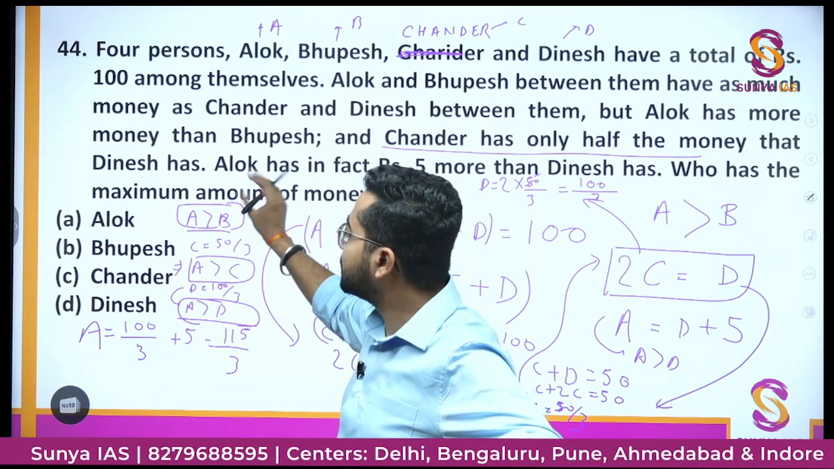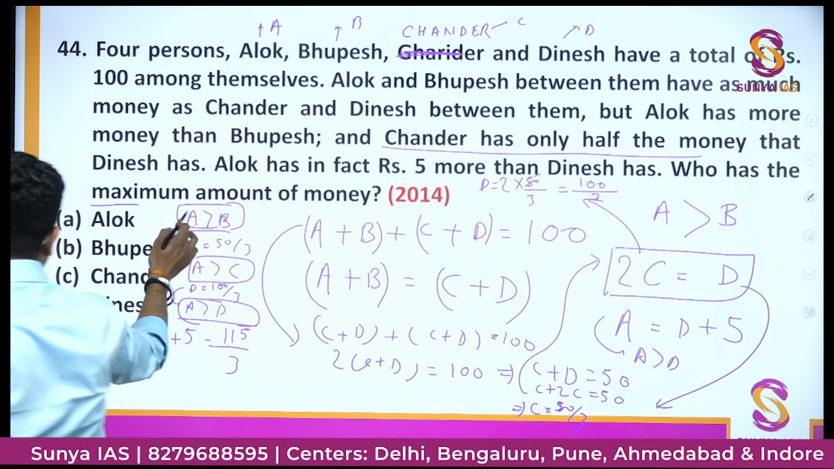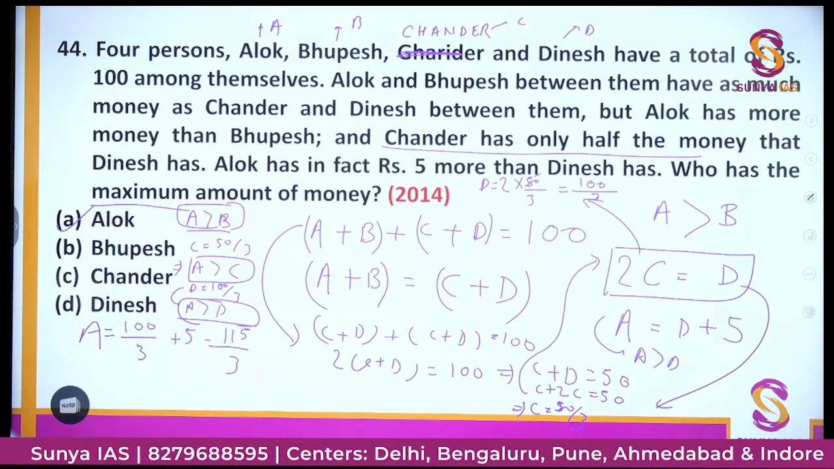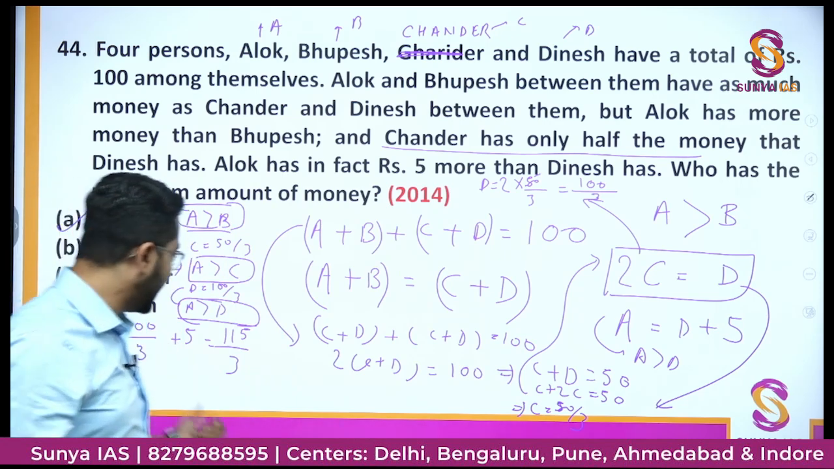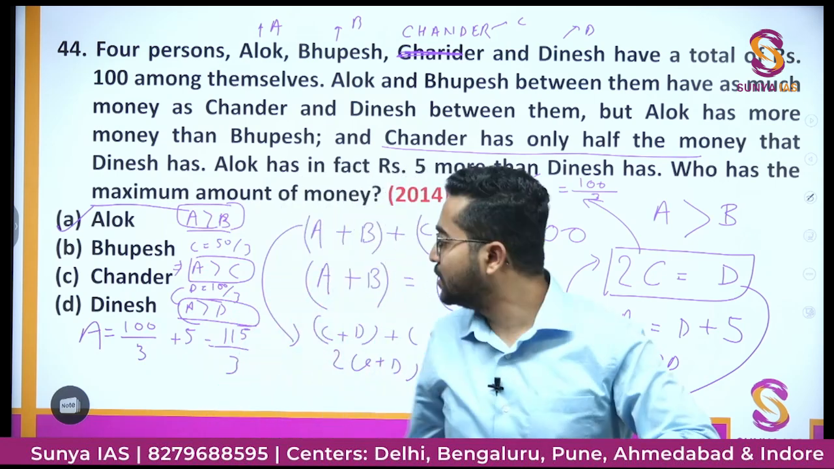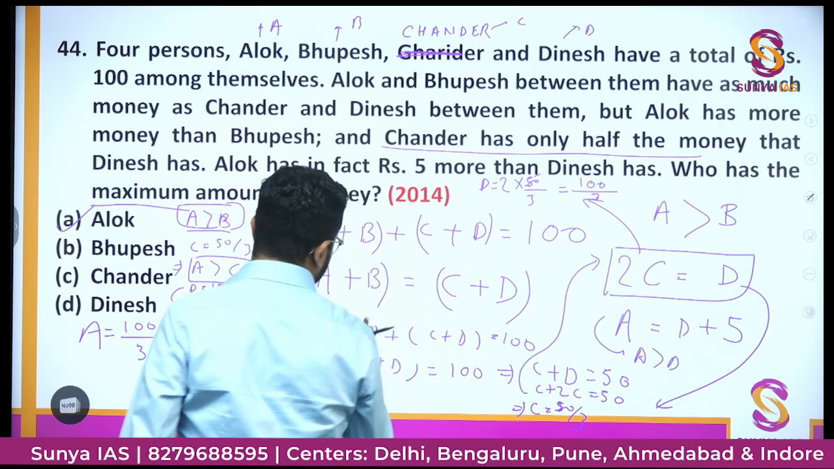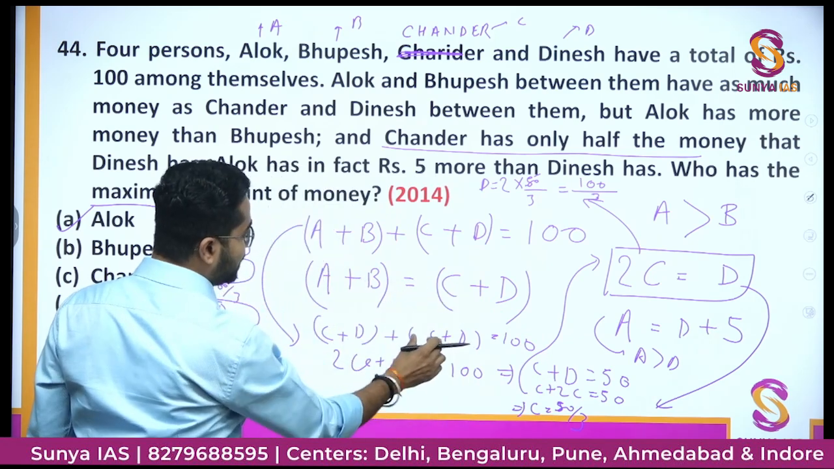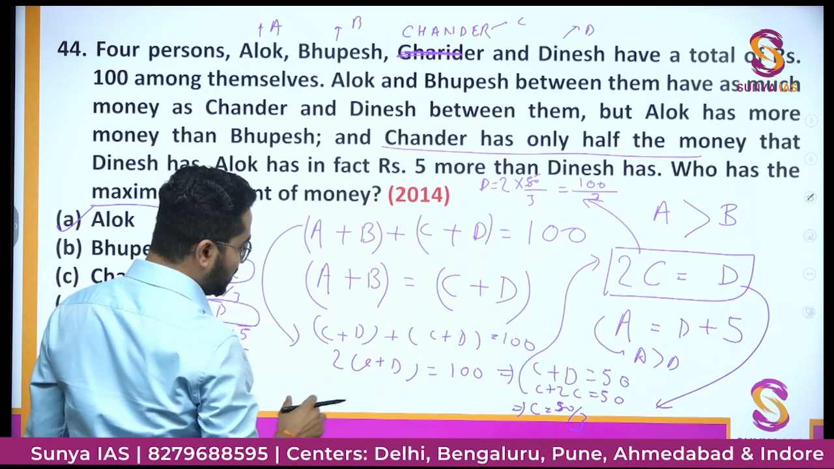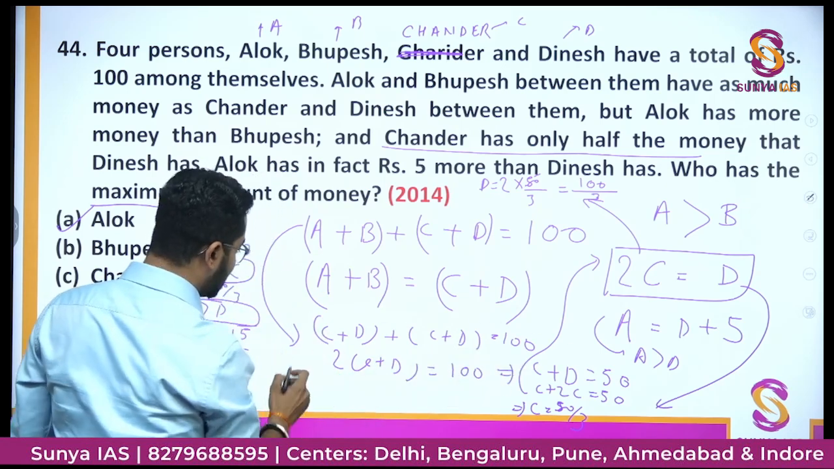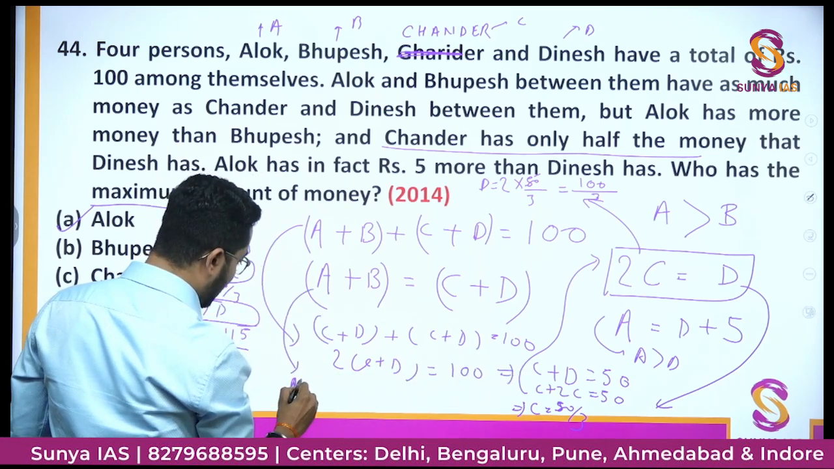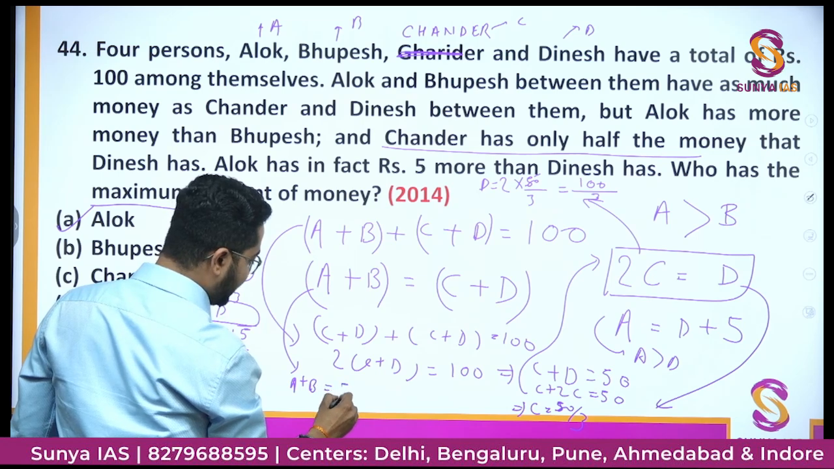तो आलोक के पास सबसे ज्यादा पैसा है. तो who has the maximum amount of money? That is आलोक. आप इंडिविजुअली भी निकाल सकते हो. आपने A, C और D का वैल्यू निकाल लिया है. You just need to calculate B का वैल्यू. How will you find B? Here you can see A plus B is equal to C plus D. C plus D is already 50. That means if we write here, then A plus B is equal to 50.